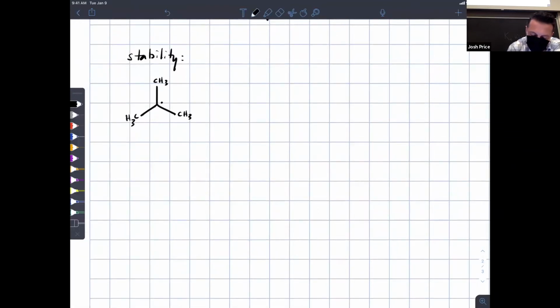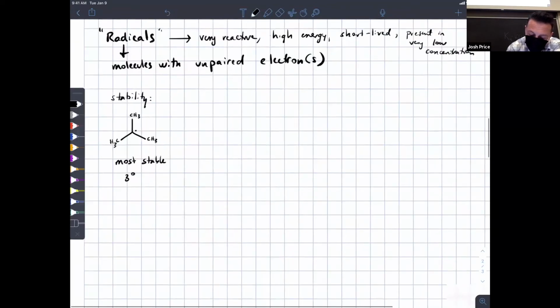But the tertiary radical is more stable than a secondary radical, which is more stable than a primary radical, which is more stable than a methyl radical.